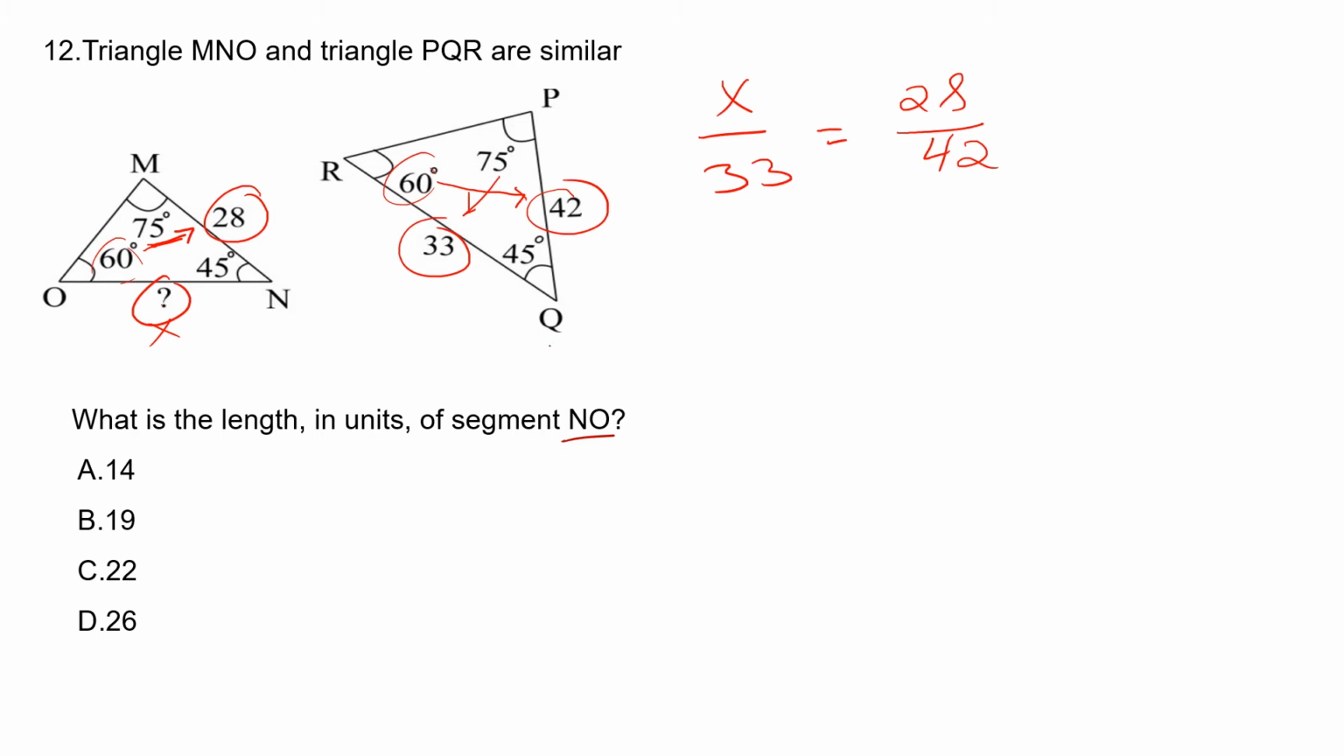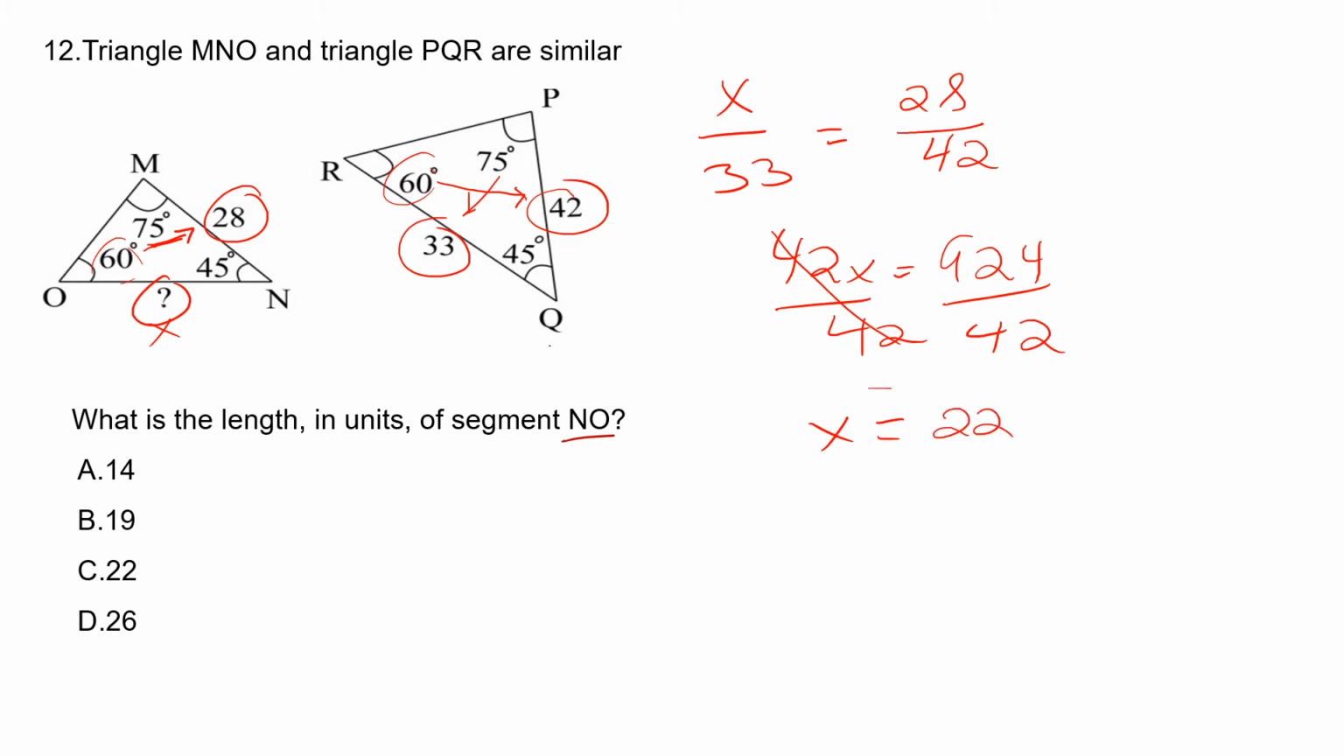So x times 42 is 42x. 28 times 33 is 924. One step equation, dividing both sides by 42. So it's using some algebra skills here. And that gives me, so 924 divided by 42 is 22. So my answer would be C.